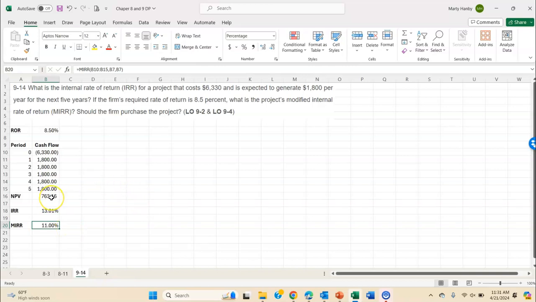Here we've calculated an NPV, the IRR, and the MIRR, and in all cases, the signs for the project are positive, and this firm should purchase the project. If we had a negative NPV, or if these rates were below the required rate of return, we would actually reduce the value of the firm by investing in the project.